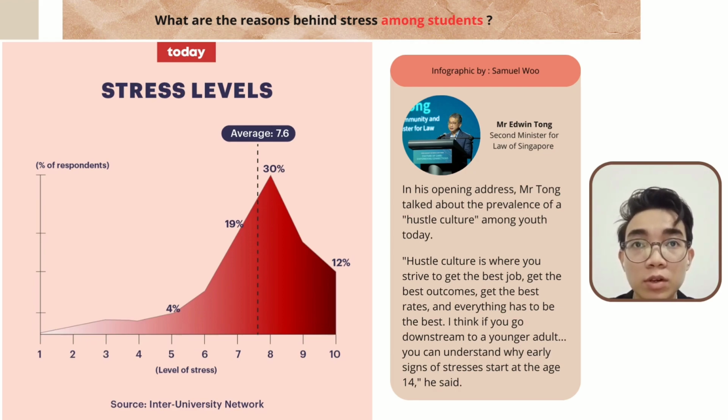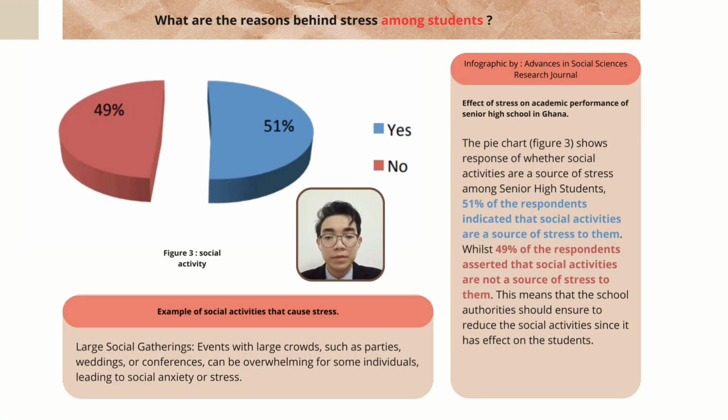So as you can see here, there's an average of 7.6, with 30% higher stress level at the source, Inter-University Network. And finally, there's a pie chart, but this one is a little bit different because it is from a different article. So for the stress level of students, I've researched two articles. First is the effect of stress on university students, and second is the effect of stress on high school students. This one is the effect of stress on high school students in Ghana.